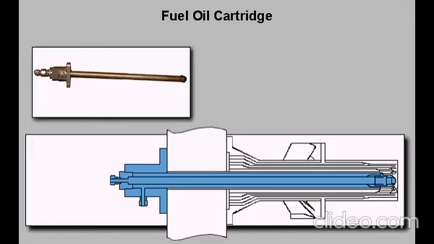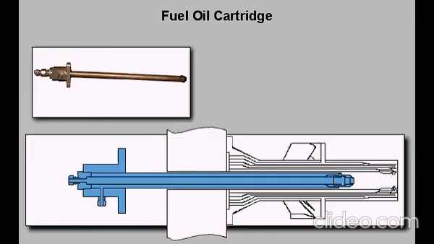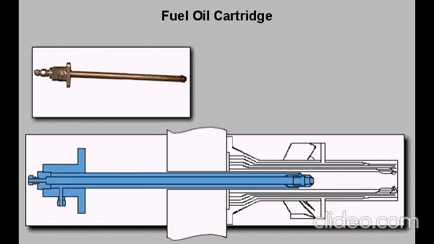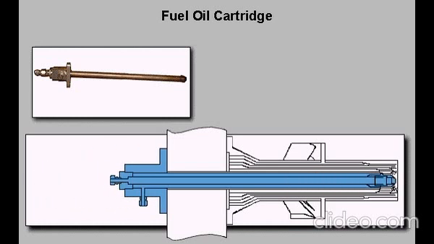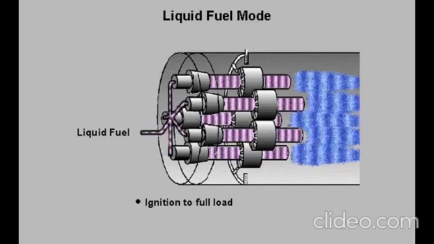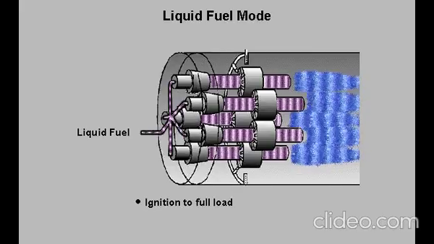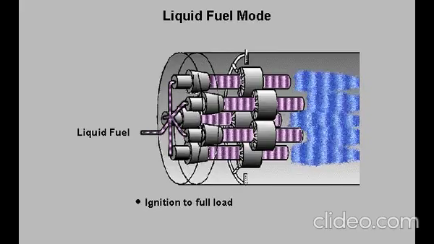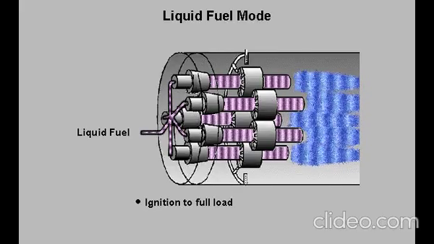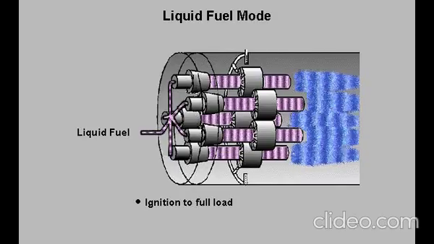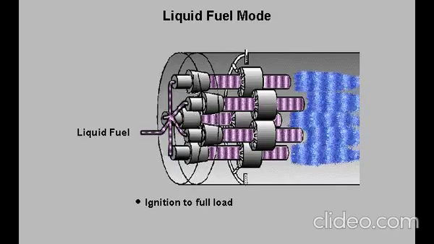Each fuel oil cartridge can be removed and replaced without taking off the combustor end cover. The fuel oil cartridge is inserted through the center of the DLN2 fuel nozzle. There is only one mode of operation when using liquid fuel in a DLN2 combustor. From ignition to full load, fuel flows through the fuel oil cartridges and burns as a diffusion flame.